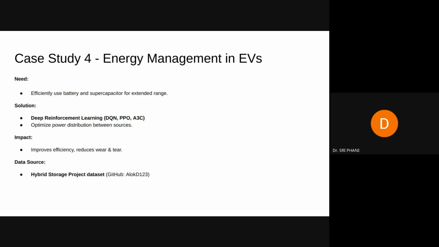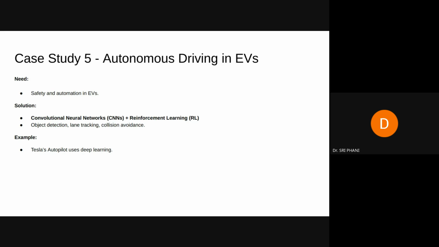Autonomous vehicles is one more thing. Driving in EVs is something we plan to take up, towards drones. But in the initial phases, it is understood that convolutional neural networks supported with reinforcement learning have very good performance.